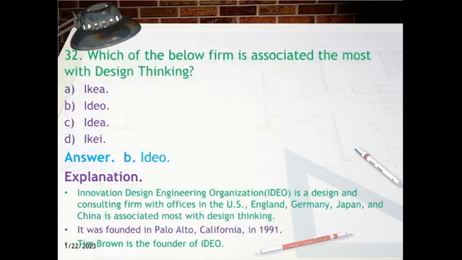32. Which of the below firms is associated the most with design thinking? IKEA, IDEO, IDEA, IKE. Answer: B. IDEO. Explanation. Innovation Design Engineering Organization, IDEO, is a design and consulting firm with offices in the US, England, Germany, Japan, and China. It is associated most with design thinking. It was founded in Palo Alto, California, in 1991. Tim Brown is the founder of IDEO.